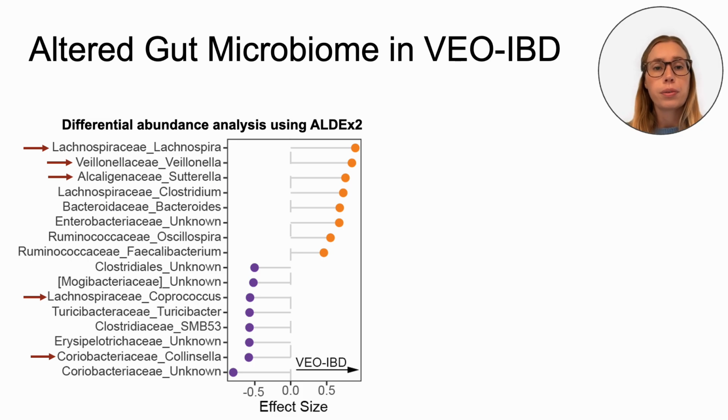Next, we also did a differential abundance analysis using ALDEx to identify discriminant taxa at the genus level. So the output is showing us that there is a higher abundance of taxa such as Lachnospira, Veillonella, and Sutterella in the very early onset IBD. And several of these have also been associated with IBD in previous studies. And we also observe a lower abundance of the gut commensals such as Coprococcus and Collinsella.